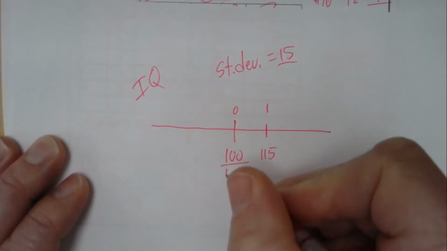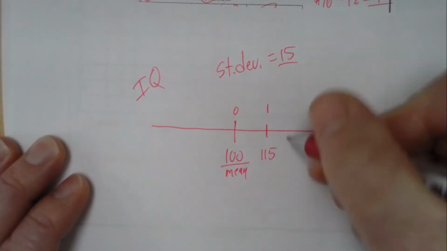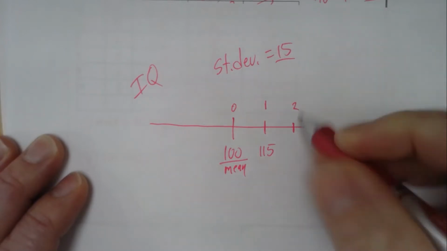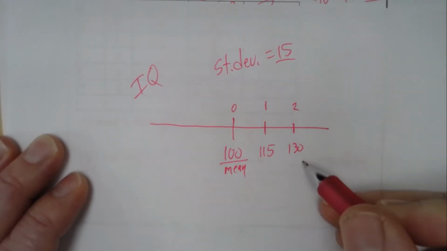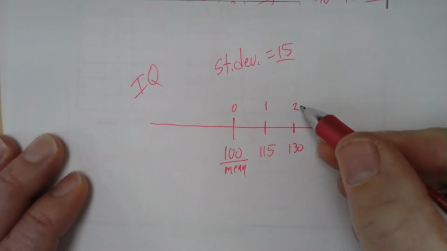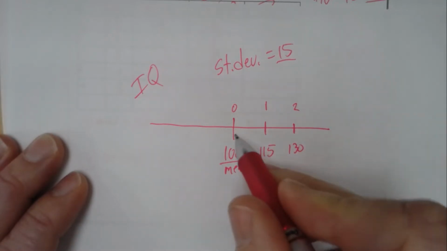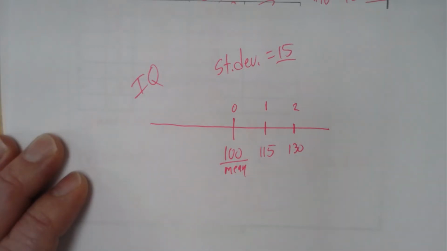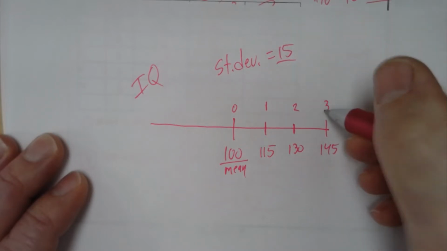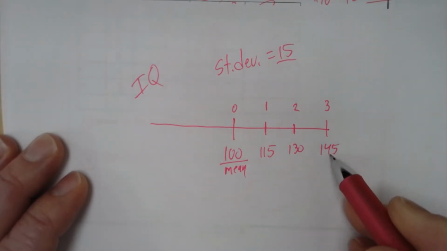So this is the mean. This is the average IQ. And then you go over 1 more tick mark, right? 2 standard deviations, that'd be 130. So you'd say, oh, I have an IQ of 130. That means I'm 2 standard deviations from the mean. So it just tells you how the data is spread out. If you go to 3 standard deviations, then you are at 145.